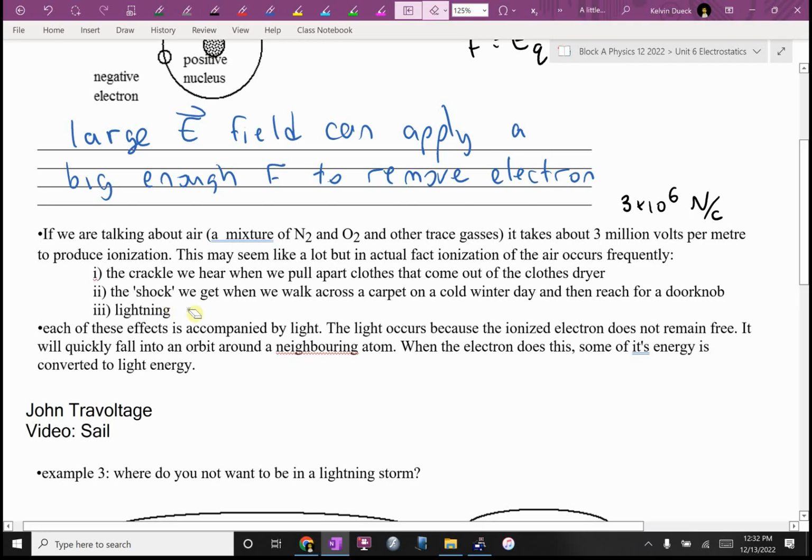It's also in the shock that we get when we walk across a carpet on a cold winter day and then reach for a doorknob.